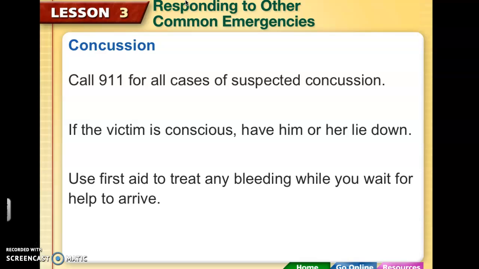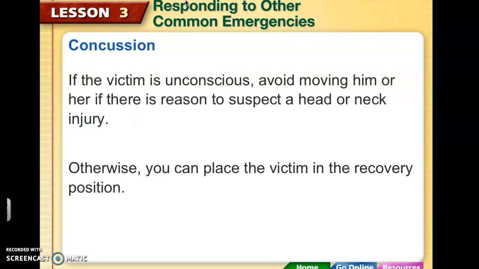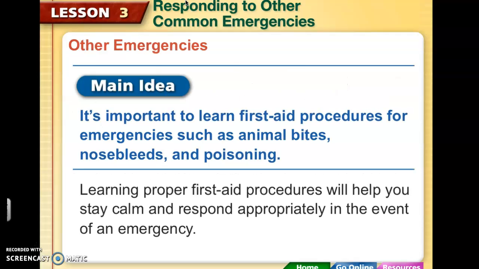If the victim is conscious, have him or her lie down and use first aid to treat any bleeding while you wait for help to arrive. And if the victim is unconscious, avoid moving him or her, because there may be a head or neck injury. Otherwise, place the victim in the recovery position.